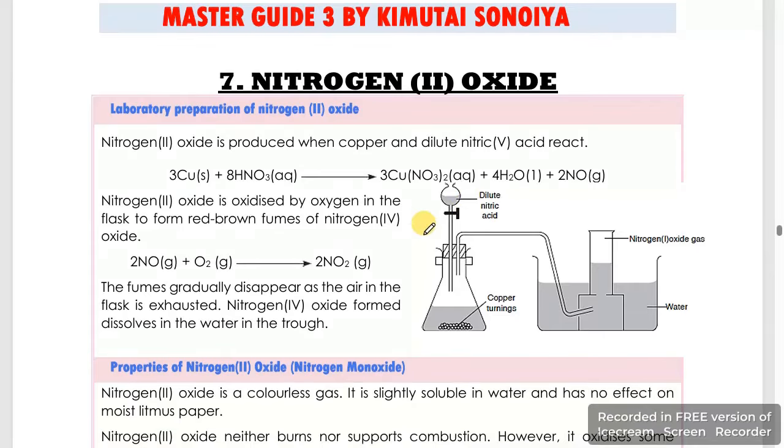Nitrogen 2 oxide, what are the reagents used to prepare that? Dilute nitric acid and copper turnings. How is the gas collected? Nitrogen 2 oxide is collected by upward delivery. And this is the equation which takes place.